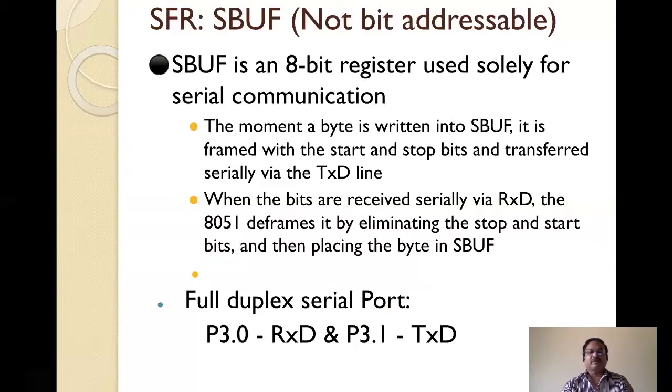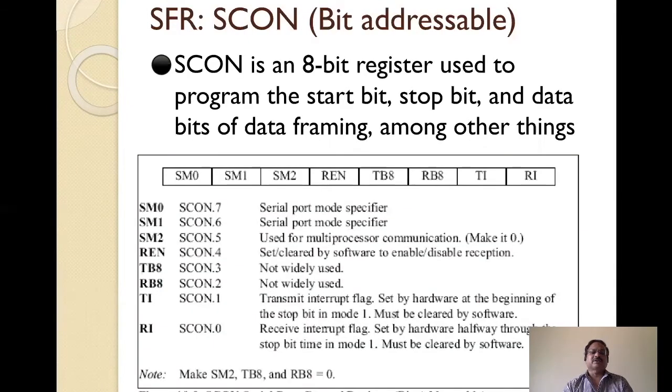Now after the SBUF, the next SFR that is used is the SCON register, which is a bit addressable register. You can see the format of the SCON register. Why is it called bit addressable? You can set or clear the individual bit of this SCON register. Now we know the MSB 2 bits SM0 and SM1 are used for mode selection. SM2 is used for multiprocessing in mode 2 and 3. Then REN means receive enable bit.